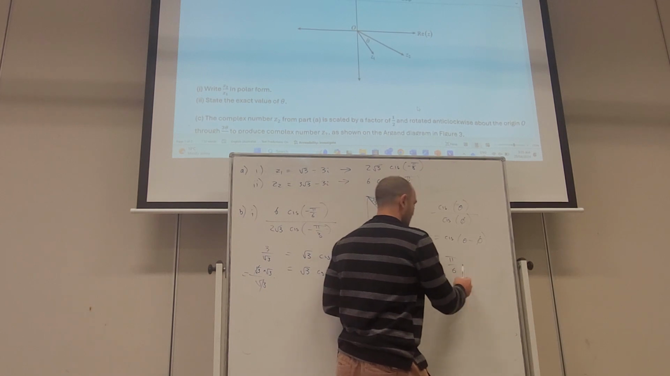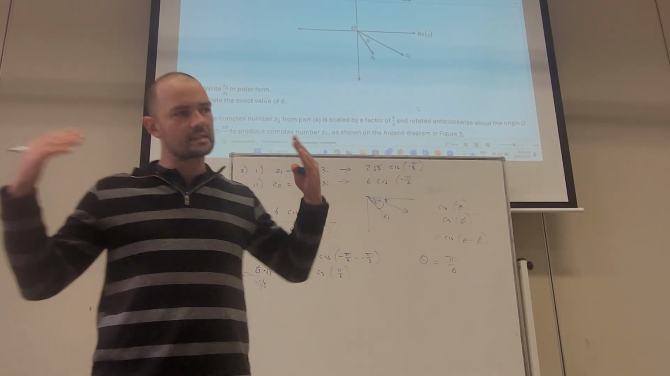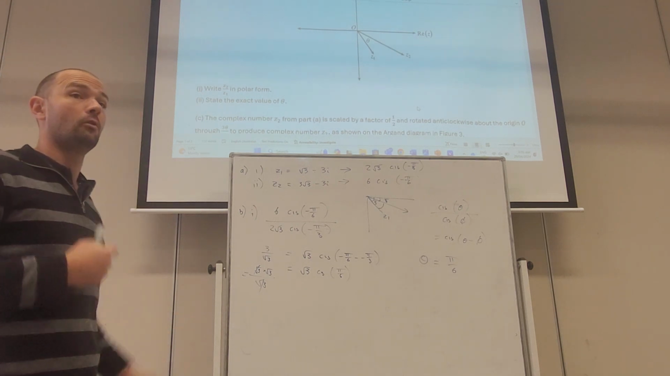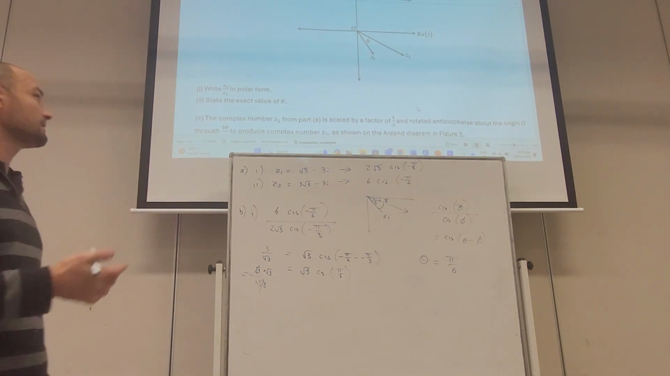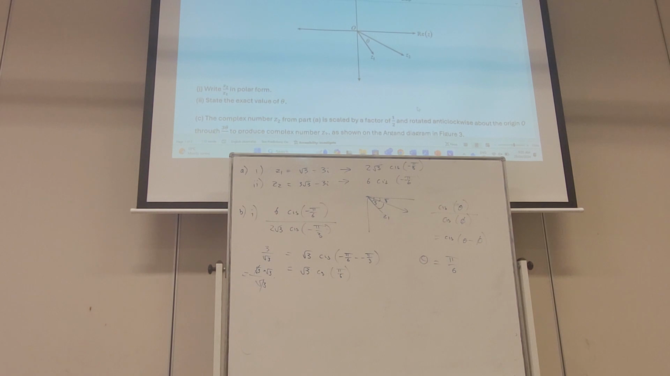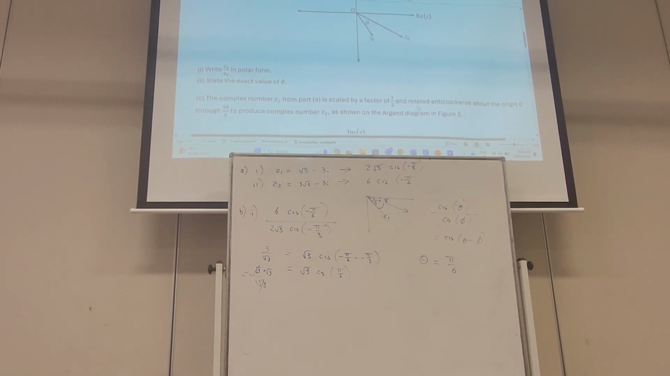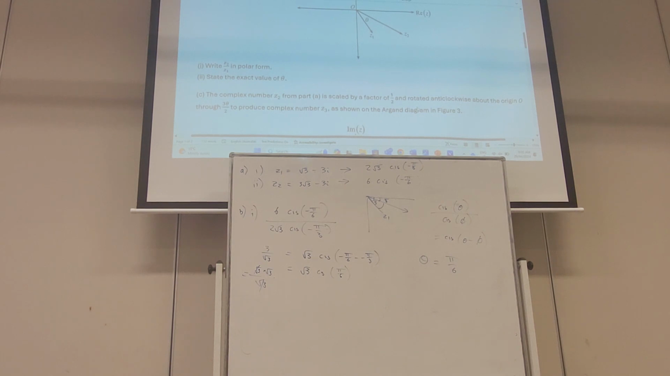Now, it's important here, it's not asking for direction, it's just asking for magnitude. What's the size of angle theta? Determine the value of theta. Theta is a magnitude of an argument, it doesn't have direction, and so we're just going to list it as pi on 6. Okay. The complex number Z2 is scaled by a factor of half and rotated anti-clockwise around the origin through 3 theta on 2 to produce complex number Z3, as shown in figure 3.